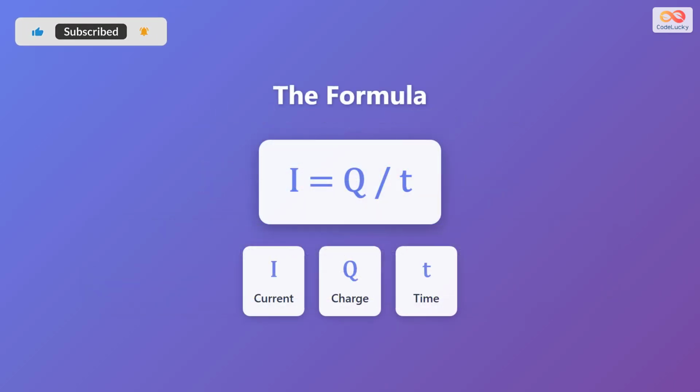Electric current can be calculated using a simple formula. I equals Q divided by T. Here, I represents the current we want to find, Q represents the total amount of electric charge that flows, and T represents the time duration over which this charge flows. This formula shows us that current is simply the amount of charge divided by the time taken.